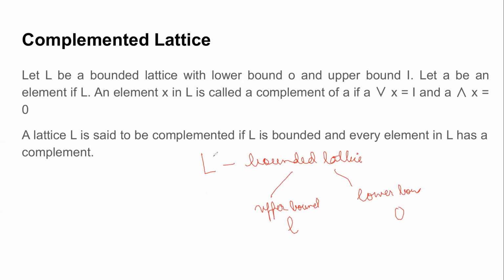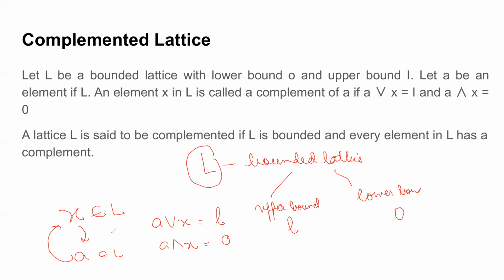Now, what is this L? This is actually a non-empty set. Now, if an element X is in L, and there exists another element A in L, then A is called the complement of X if the following holds. If I take the union with this complement, it will give me my upper bound, and if I take the intersection with this element, it will give me the lower bound. Such an element is known as the complement of that element. If this condition holds for all elements X in L, such a lattice is known as a complemented lattice.